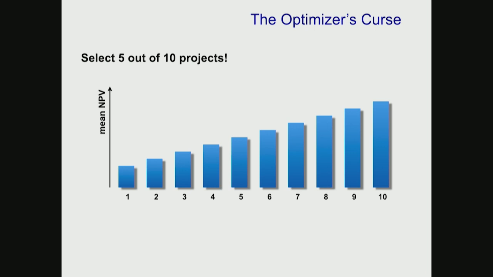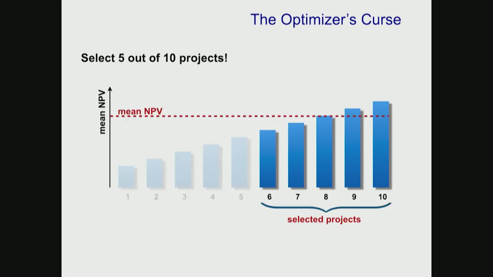Let's assume that we're given 10 different projects with different net present values, visualized by the blue bars on this slide. Let's assume that we have enough money to fund 5 out of these 10 projects. And I would like to address the question, which 5 projects should we implement? The answer seems quite simple. It seems that we should just implement the 5 projects that have the highest net present values. And in doing so, we will maximize the average net present value across the chosen projects, which is visualized by the red dashed line here.